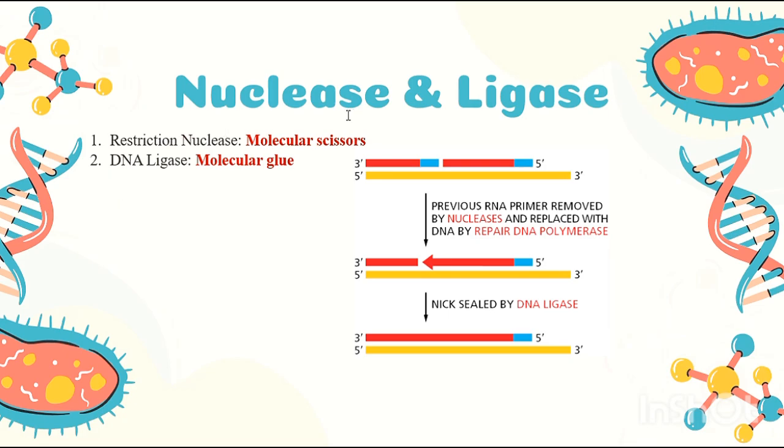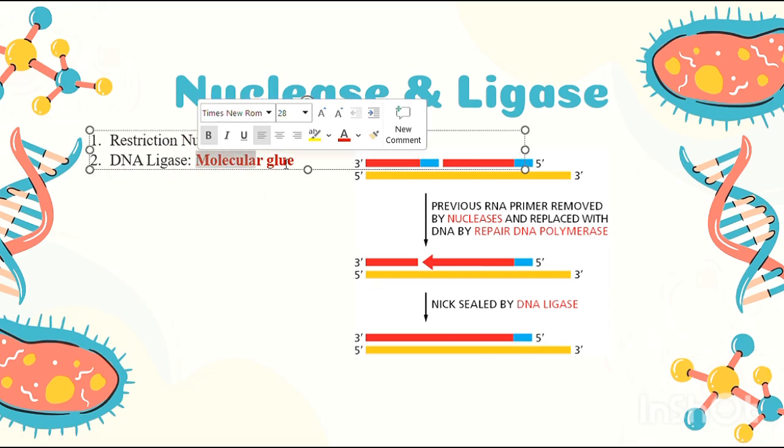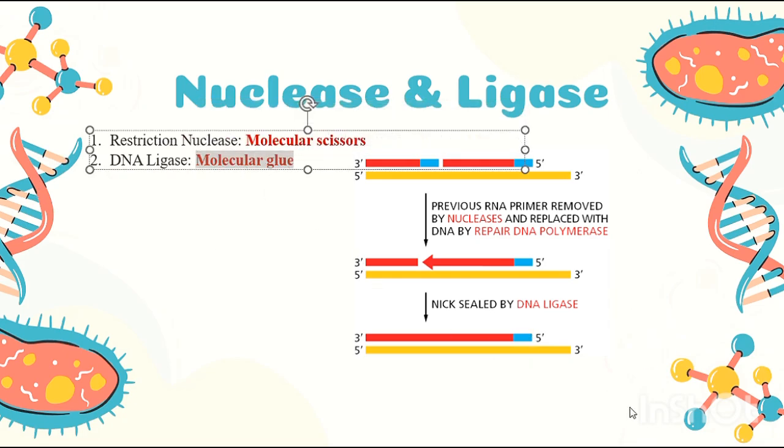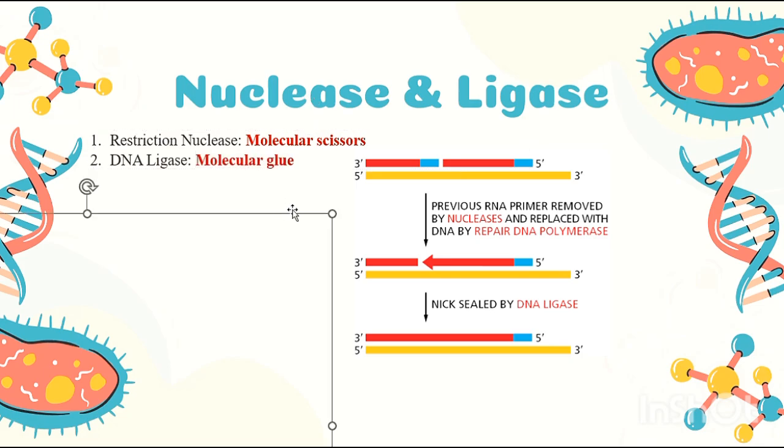Now comes the nuclease enzyme. This restriction nuclease enzyme is termed the molecular scissors. Its main function is to remove the primer. It cuts the primer portion and removes it. After that comes the DNA ligase enzyme, which is the molecular glue. It mainly attaches the fragmented DNA portions and forms a complete newly formed strand of DNA.